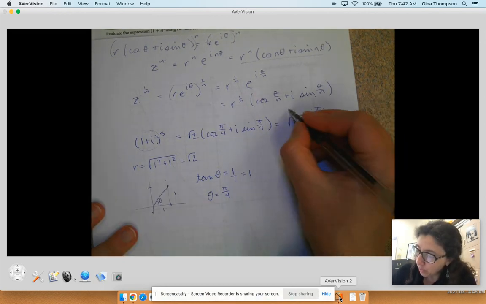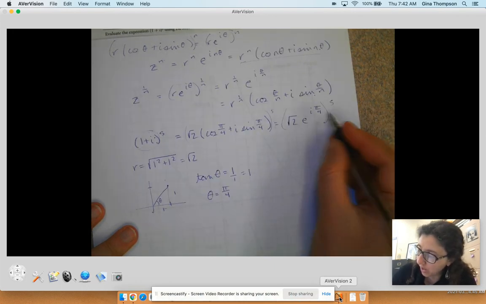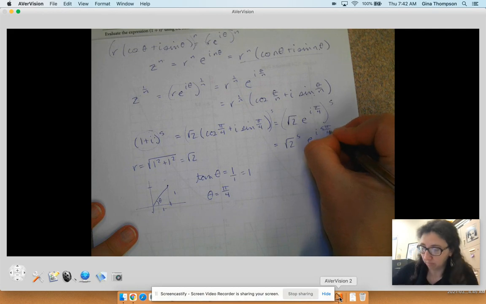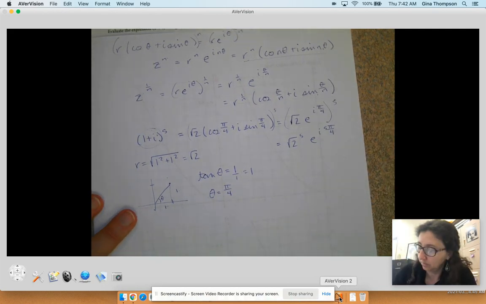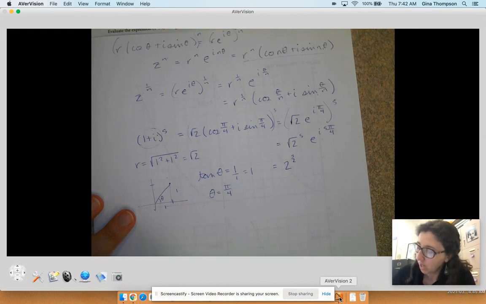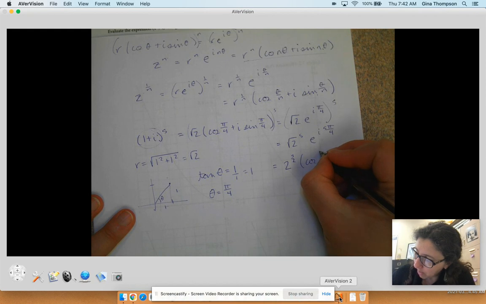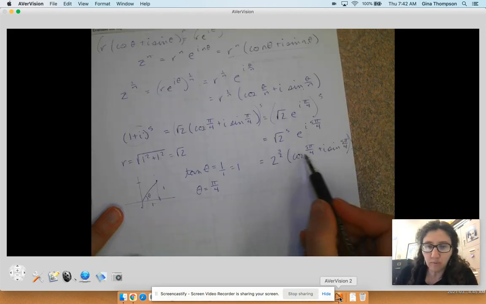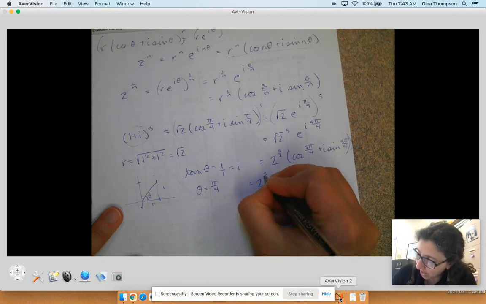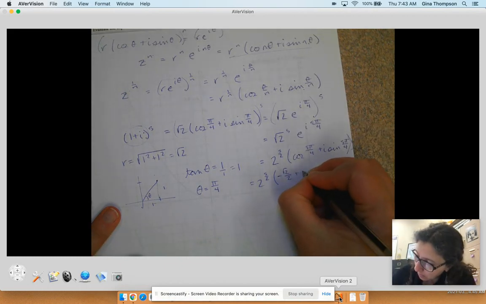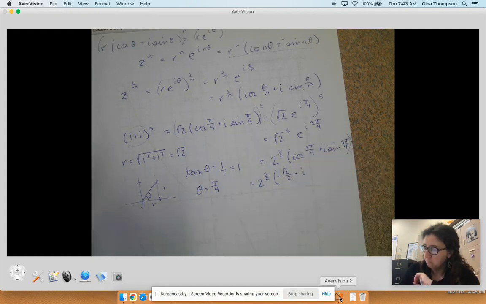And now if we raise this whole thing to the 5th, we're going to get square root of 2 to the 5th power times e to the i 5 pi fourths. If we want to write this in a less awkward way, we could write this as 2 to the 5 halves times cosine of 5 pi fourths plus i sine of 5 pi fourths. And those are values that I can evaluate. I know what cosine of 5 pi fourths is, or at least I can think about it. It's going to be negative square root of 2 over 2 plus i times sine of 5 pi fourths, which will also be negative square root of 2 over 2.